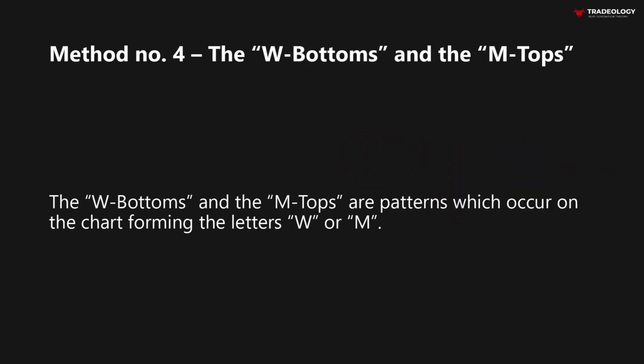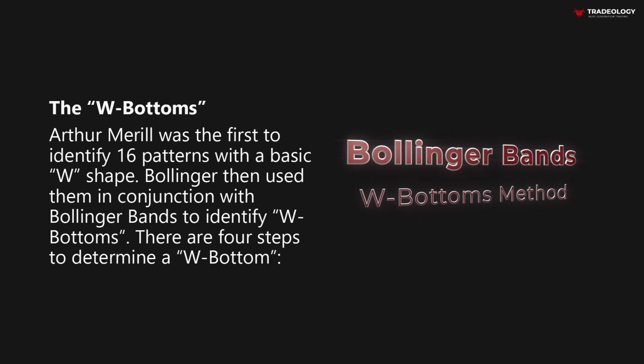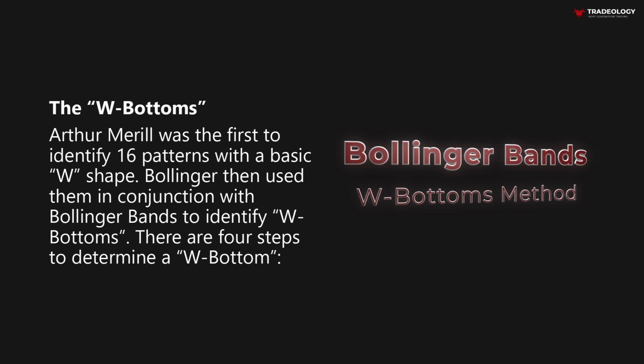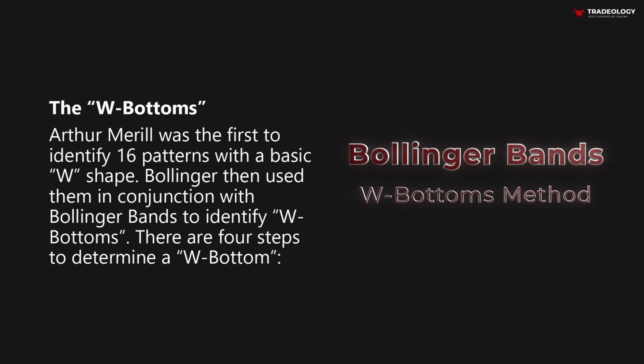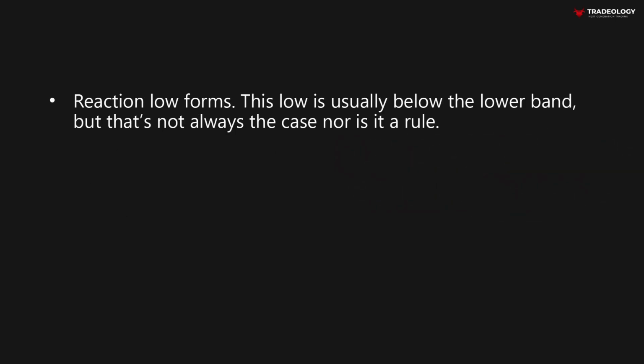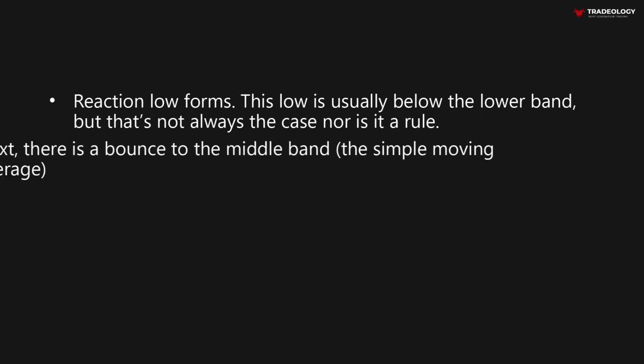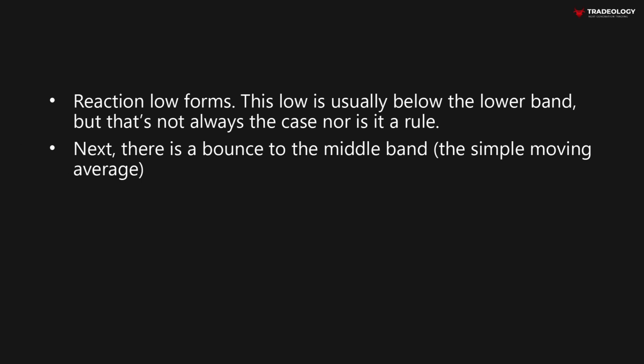Now, let's have a look at another method called the W bottoms and the M tops. W bottoms and the M tops are patterns which occur on the chart forming the letters W or M. With the W bottoms, Arthur Morrell was the first to identify 16 patterns with a basic W shape. Bollinger then used them in conjunction with Bollinger Bands to identify W bottoms. There are 4 steps to determine a W bottom. Reaction low forms. This low is usually below the lower band, but that is not always the case, nor is it a rule. Next, there is a bounce to the middle band, the simple moving average.